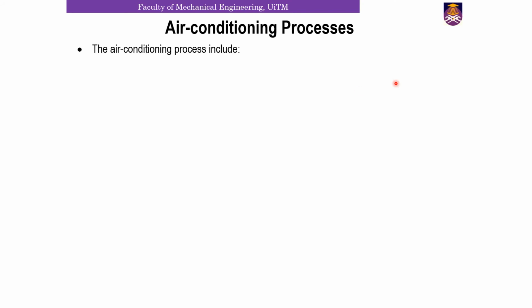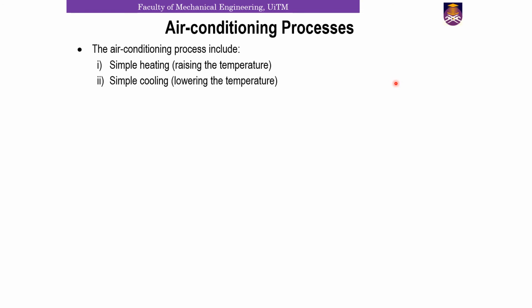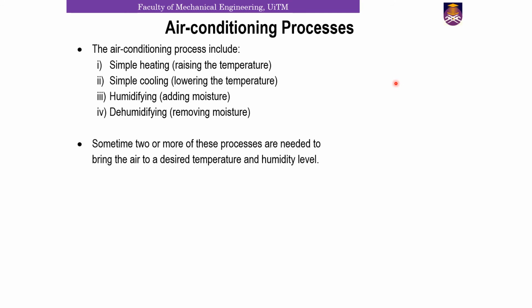So now we have air conditioning processes. Again, just to recap, air conditioning processes include simple heating. When you heat up something, you raise the temperature. Simple cooling is just lowering the temperature. Humidifying is where you add moisture. Dehumidifying is removing moisture. So these are the typical air conditioning processes that you have.